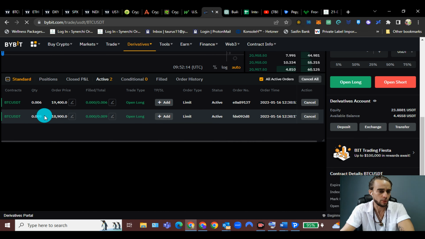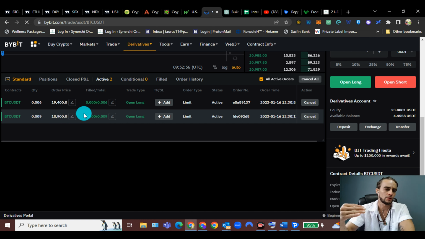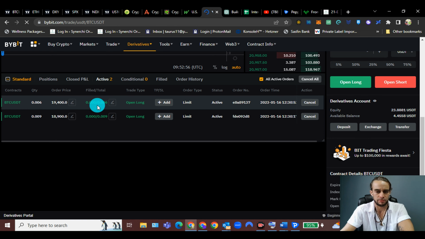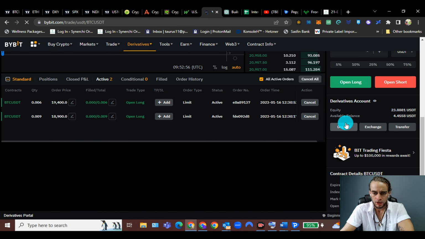The bottom one is always bigger because it could end up falling lower. So you don't put your bigger ones at the top. Okay. You can deposit, you can exchange, and you can transfer between your accounts.